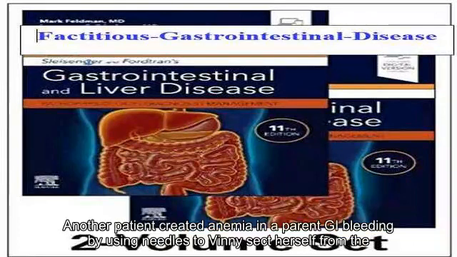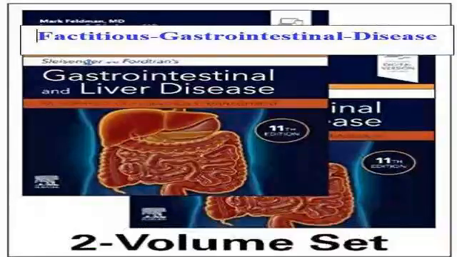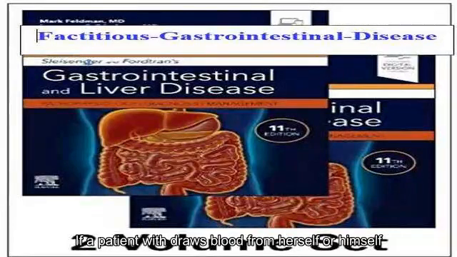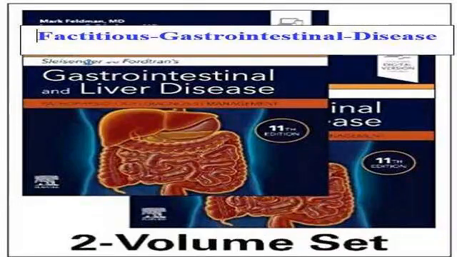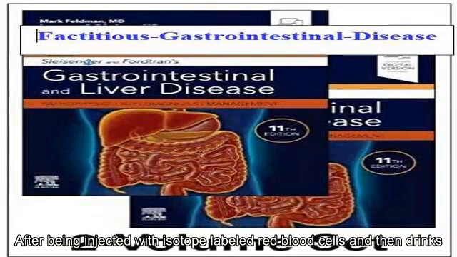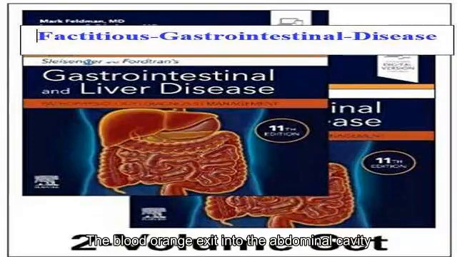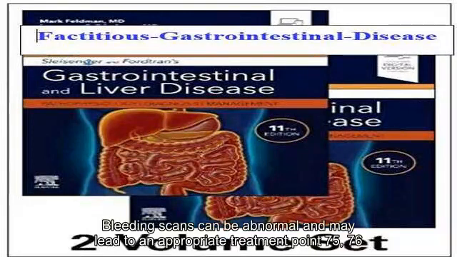Another patient created anemia and apparent GI bleeding by using needles to venesect herself from the axilla and then ingested the blood via a straw. 74 If a patient withdraws blood from herself or himself after being injected with isotope-labeled red blood cells and then drinks the blood or injects it into the abdominal cavity, bleeding scans can be abnormal and may lead to inappropriate treatment.